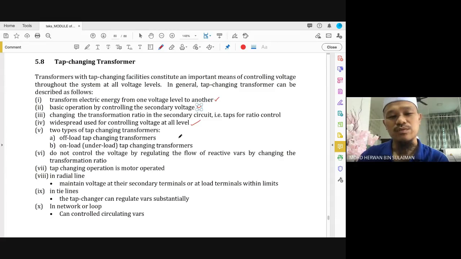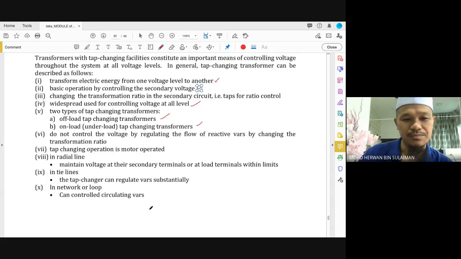We have two types of tap changing transformer: the off-load tap changing transformer and the on-load tap changing transformer. They control the voltage by regulating the flow of reactive power, by changing the transformer ratio. Tap changing transformer operation is motor operated in a radial line, maintaining voltage at the secondary terminals or at load terminals within limits. In a radial line, the tap changer can regulate reactive power substantially, and in a network or loop it can control the circulating reactive power.